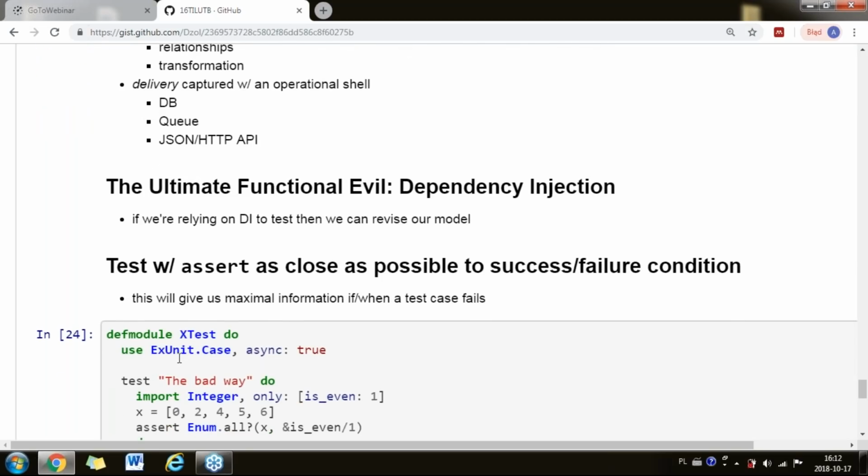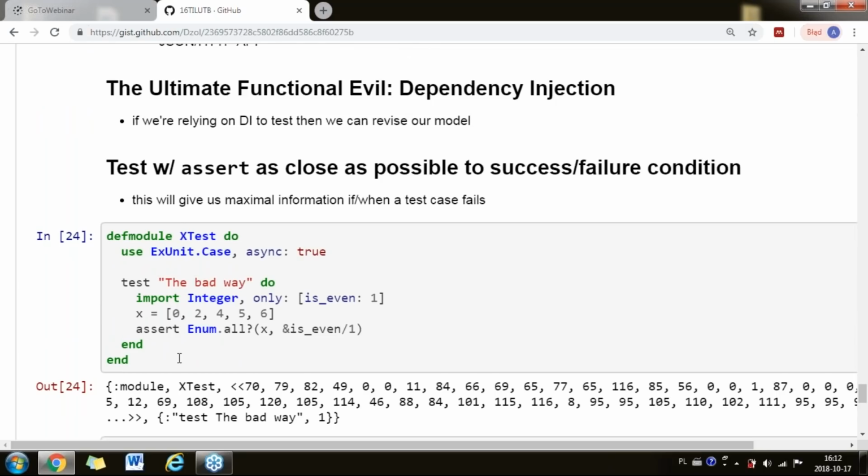So I think dependency injection is the next section. I call it the ultimate functional evil, because considering what we just said about processes, we should really be focusing so much more on the model, and relying much less on passing substantial pieces of functionality just so that we can exercise something that's pure and functional. We should have a really clear separation between what is valuable, our business logic, and how we've captured and delivered that.